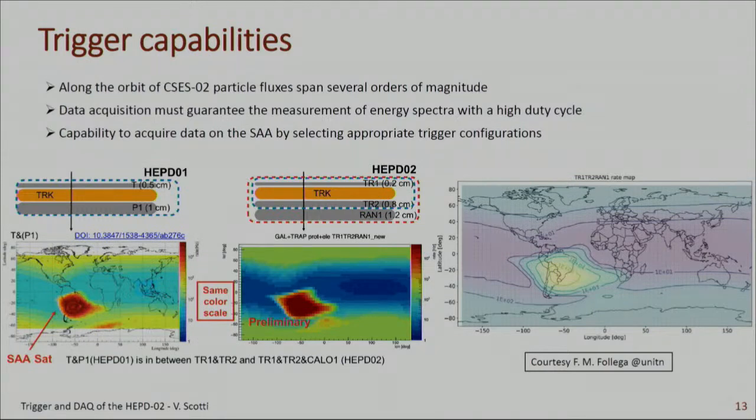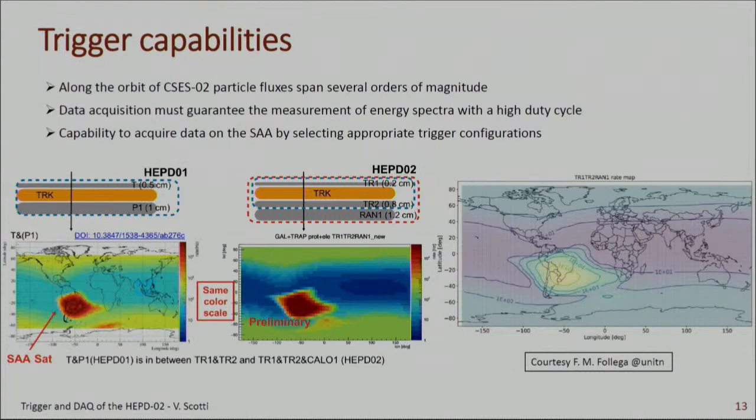Now let's dive more into the trigger. The message that I want to give you is that we have very different fluxes coming on our board. This is the trigger rate measured by HPD01, which is currently in orbit. And you can see that the flux varies by 6 orders of magnitude. So we have to choose a trigger configuration which allows us to take measurements in each part of the orbit.